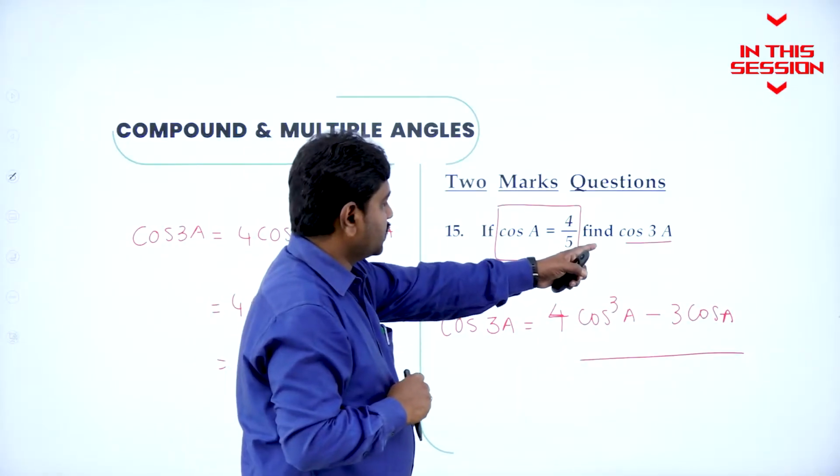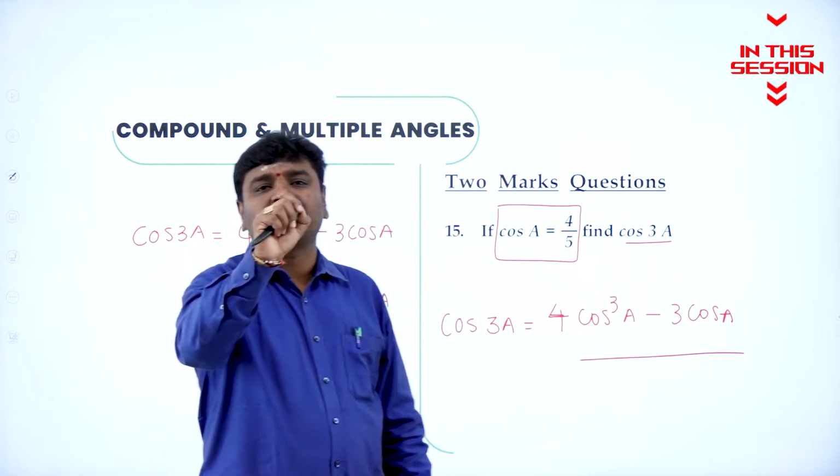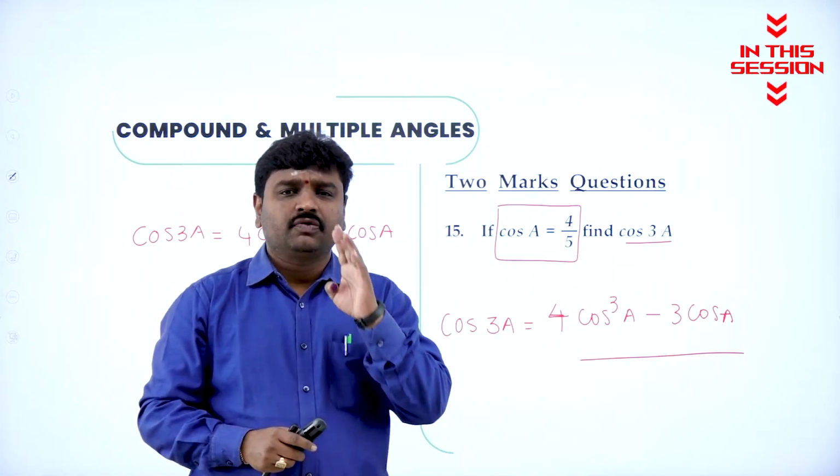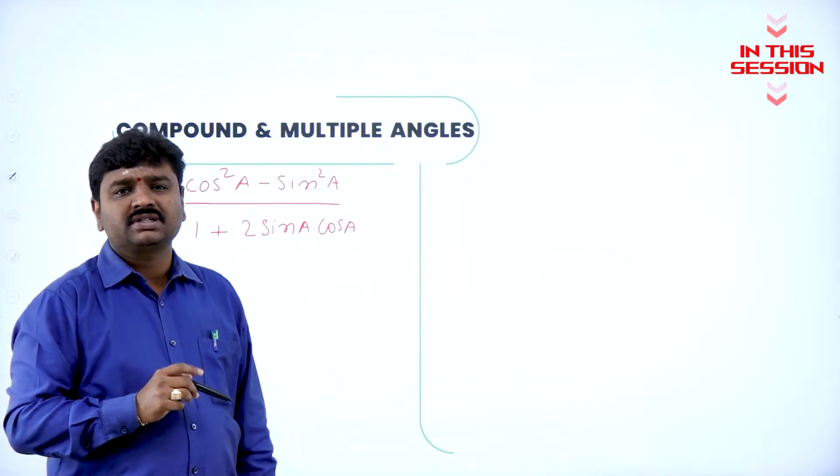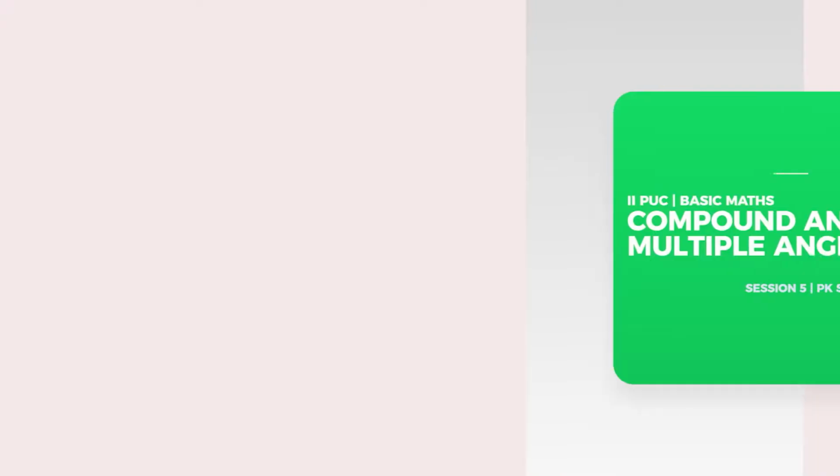So if you want to find cos 3a, you should know the multiple angle formula for cos 3a. What is cos 3a? 4 cos cube a minus 3 cos a. All of you know a square minus b square can be written as a plus b into a minus b.